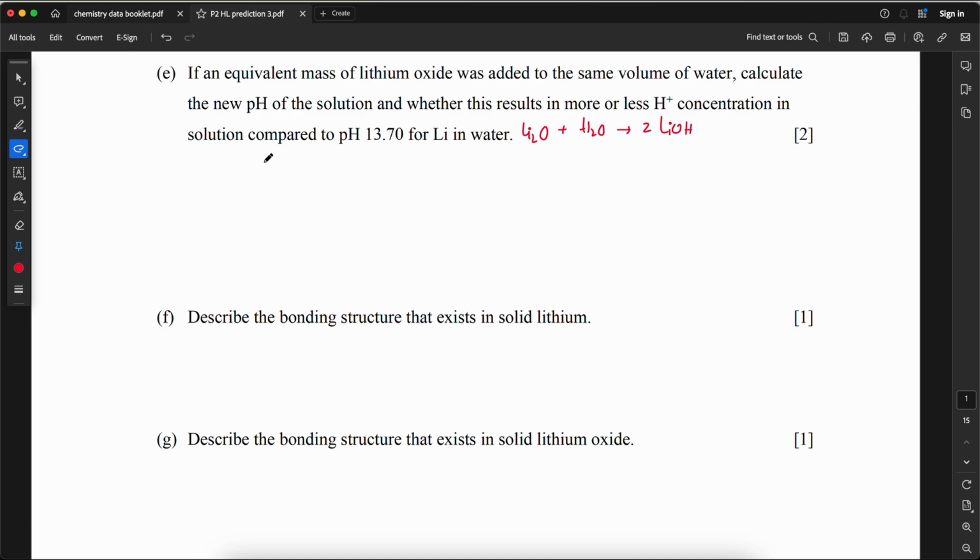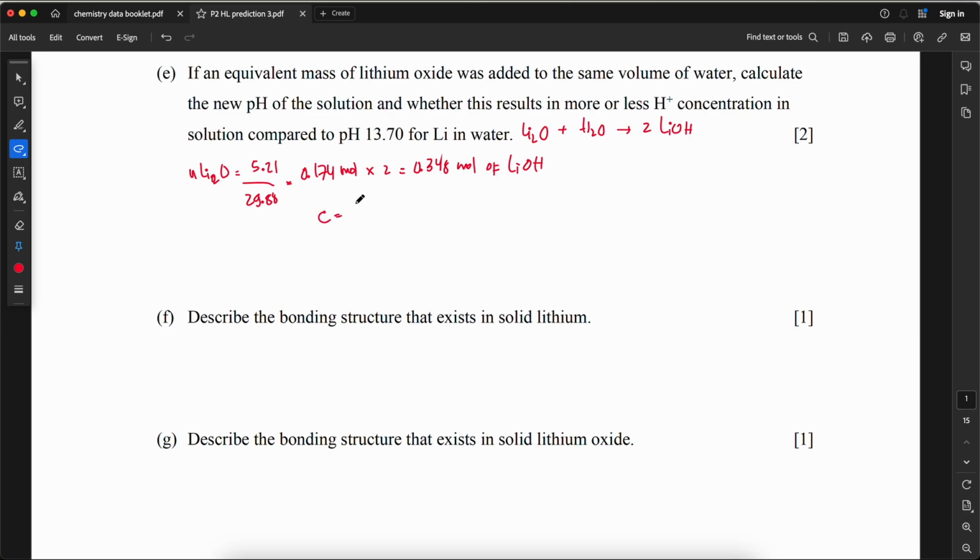So now we can find first the mole of lithium oxide, which is 5.21 divided by its molecular mass, 29.88, which is 0.174 mole. So this is the same with the mole of LiOH. It should be times 2, because Li2O is 1, LiOH is 2, so times 2, that would be 0.348 mole of LiOH. Okay, so now we need to find the new concentration with this number of mole.